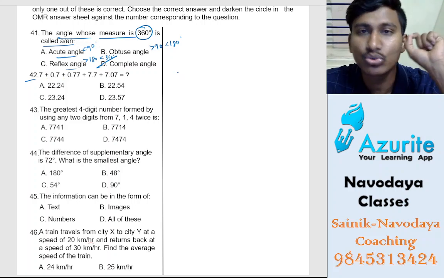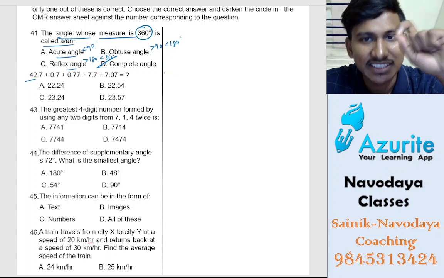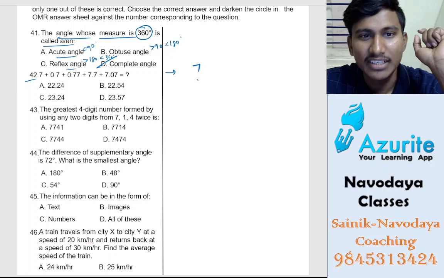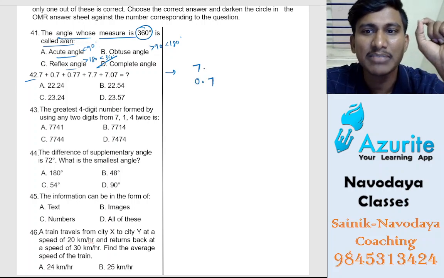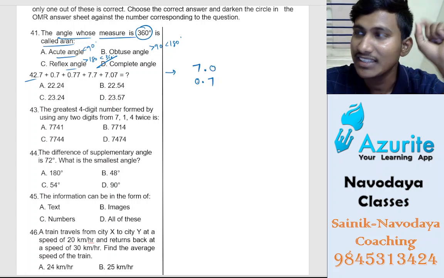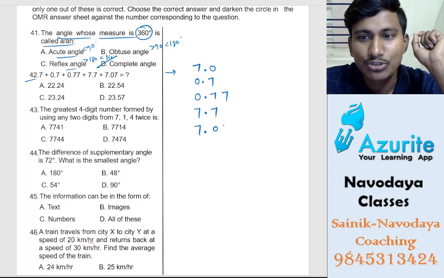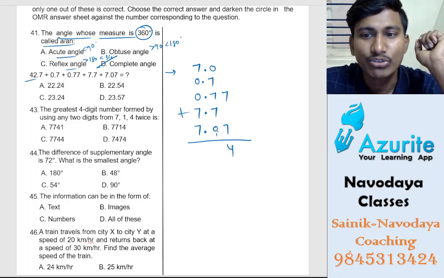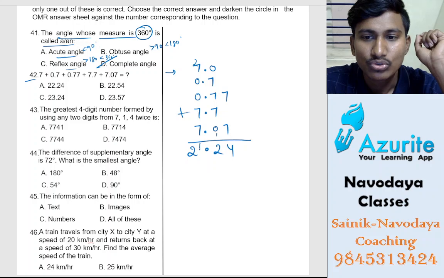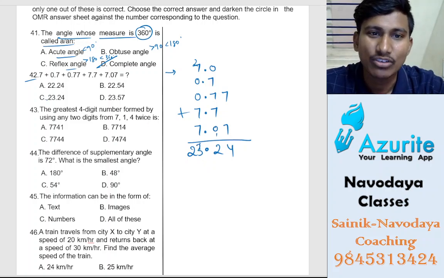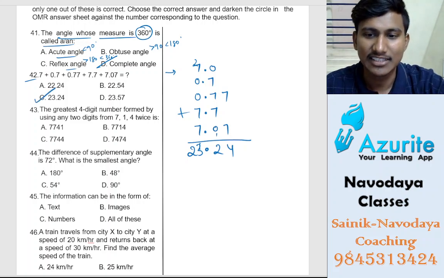Now 42 is also easy, just addition. We already know how to do addition. We have to match the decimal point and then add, right? So I will do it here. 7 plus 0.7, here 7 means we can take it as 7.0. Next 0.7, next 0.77, next 7.7, then 7.07, we have to add it all. So 7 plus 7 is 14, carry 1 here. 7 threes are 21, 21 plus 1 is 22, carry 2. Then the decimal point as it is, 7 threes are 21, 21 plus 2 is 23. So 23.24. The answer is option C here. Yes, this is how you have to do.